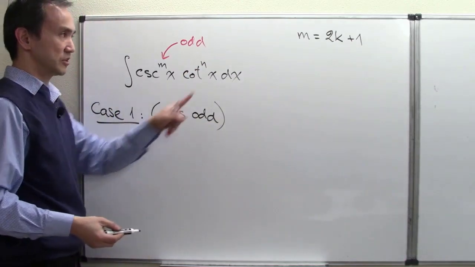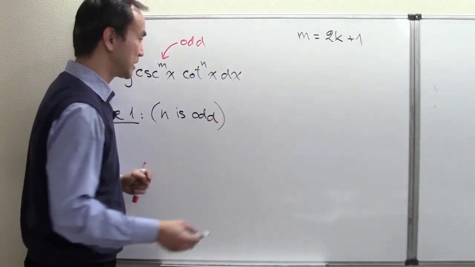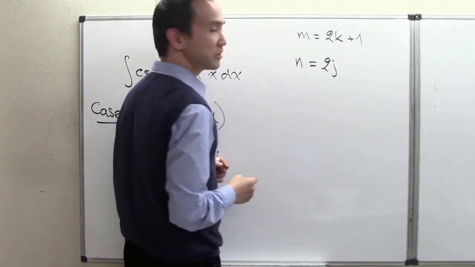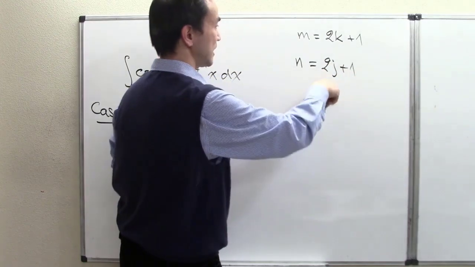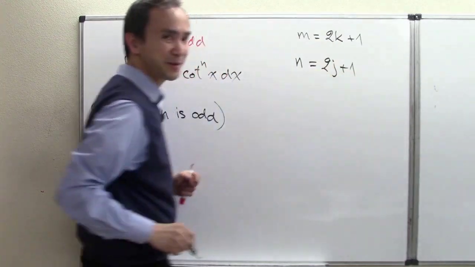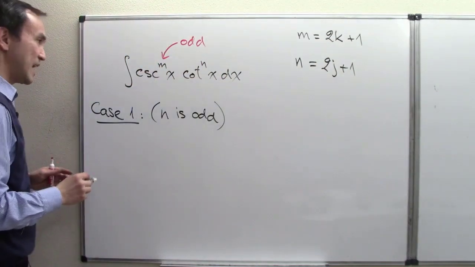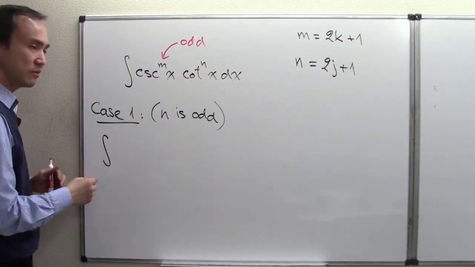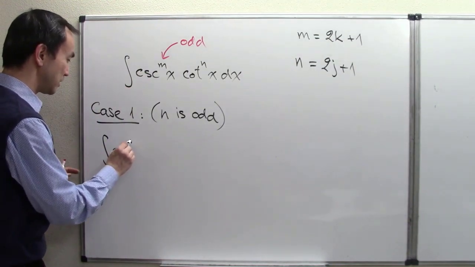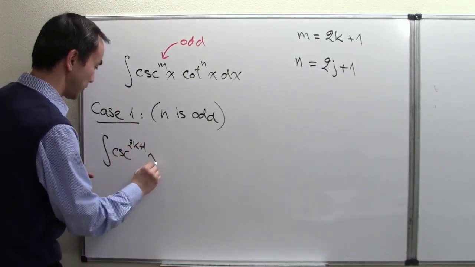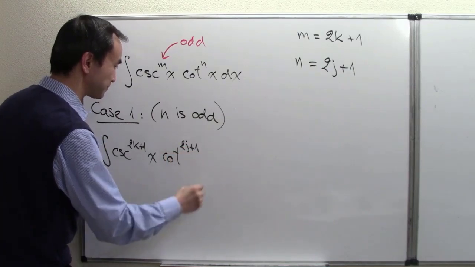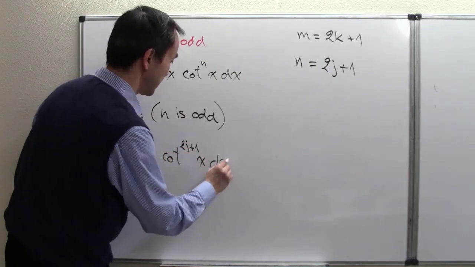Similar to this argument right here, if n is an odd number, you can write it as some multiple of 2 plus 1. They don't necessarily have to be the equal multiple, that's why I'm writing another 2j plus 1. Now when that's the case, we can rewrite our current integral as cosecant to the 2k plus 1 of x times cotangent to the 2j plus 1 of x dx.